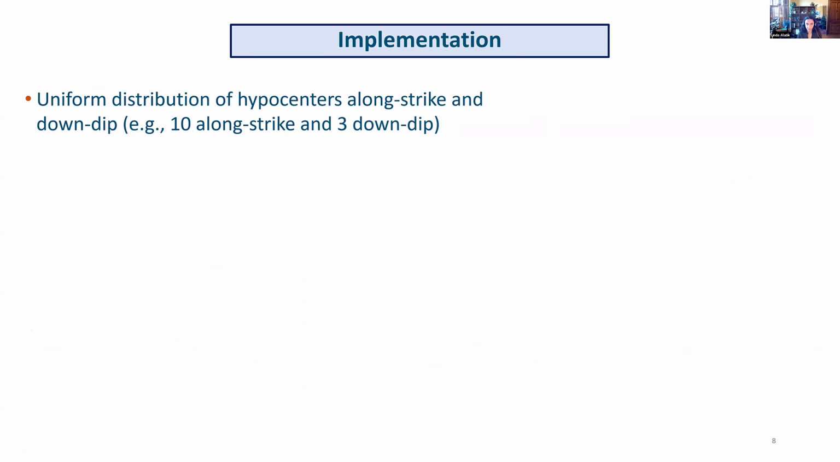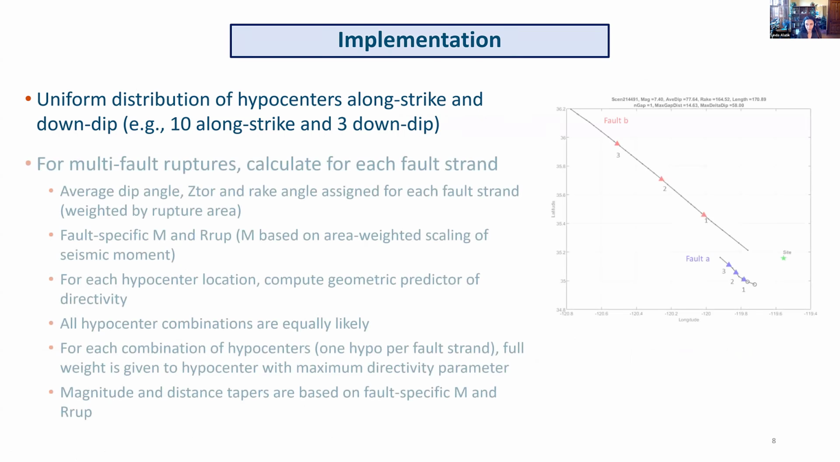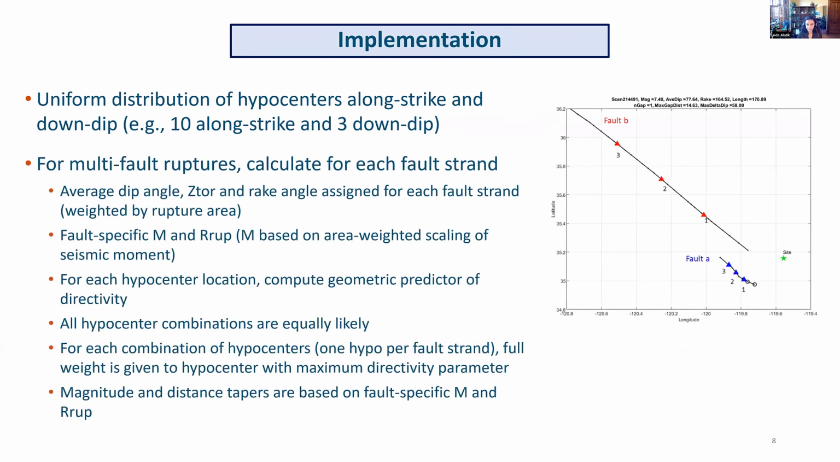We have used a uniform distribution of hypocenters along strike and down dip, using up to 10 hypocenters along strike and 3 down dip. For the multi-fault rupture, these are treated differently because we have a hypocenter on each fault strand. So we randomize the hypocenters on each strand. So this is here a simple example of 2 strands. We have fault A, fault B, and the site is here. We put 3 hypocenters on fault A, 3 on fault B.